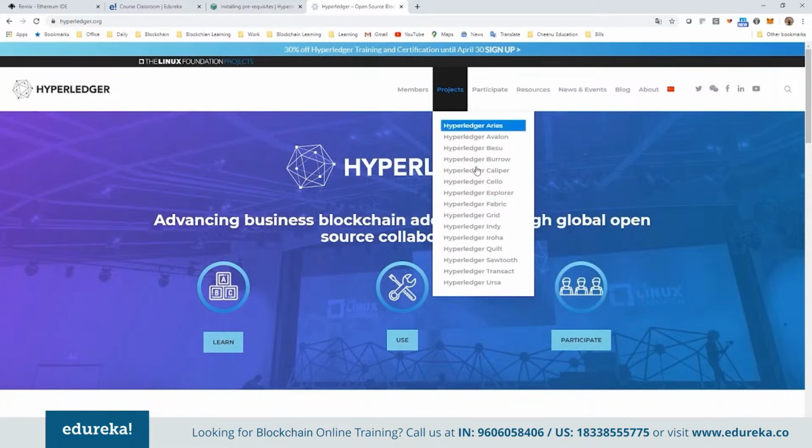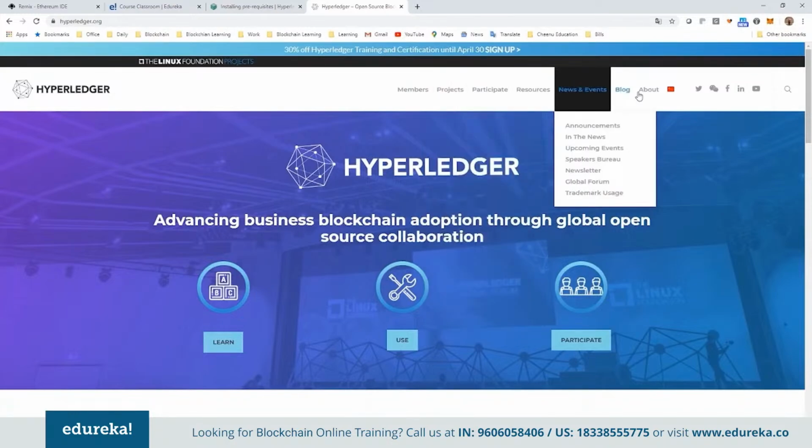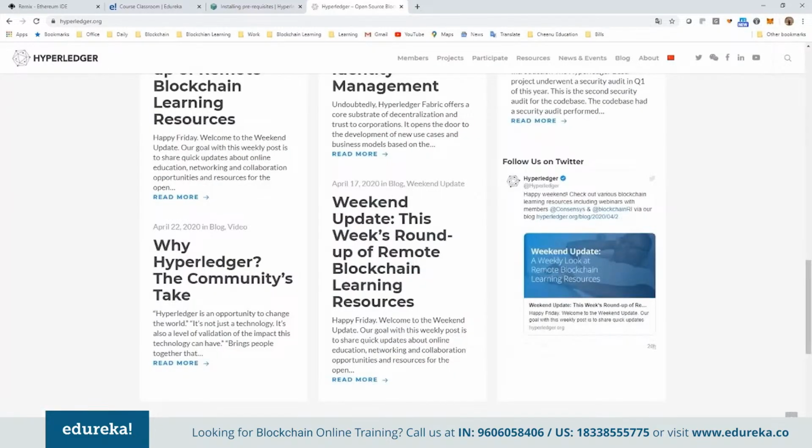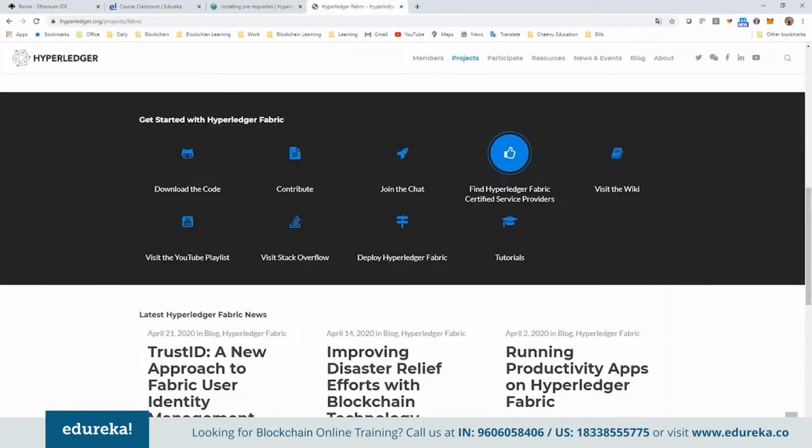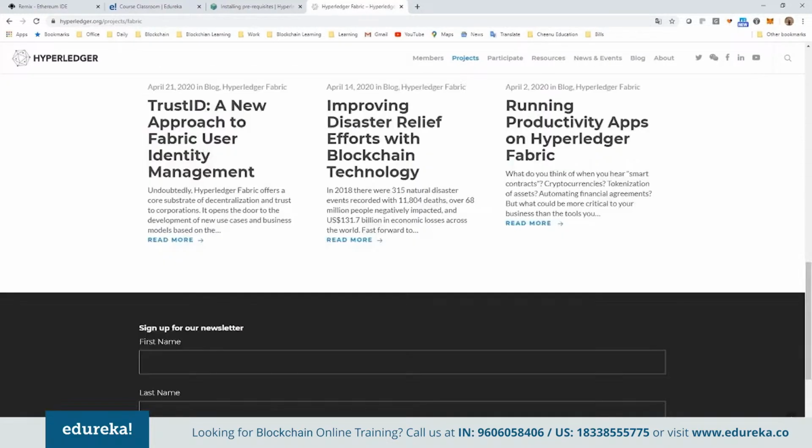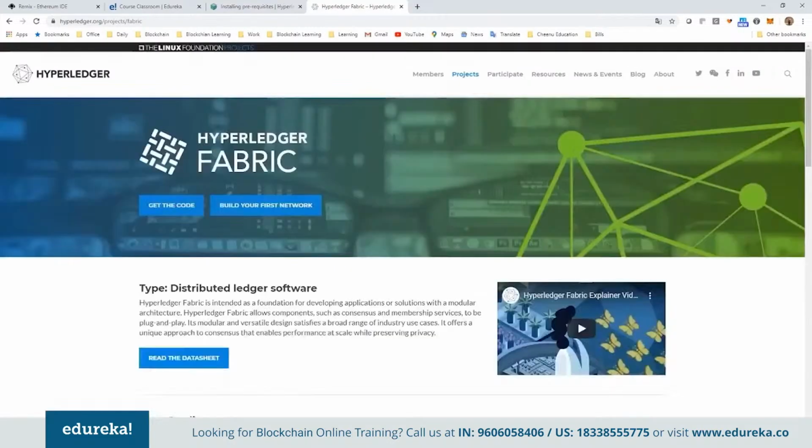Then extensive documentation is available for all the products. If you select, for example, Hyperledger Fabric, you can go to various videos, various kinds of tutorials, data sheets, and some of the open source projects which are going on where you can directly participate. You can download the code, you can build everything from scratch. This is a very informative website that they have created. And if you go to build your first network, it will direct you to the documentation of Hyperledger Fabric. The documentation is also very detailed.